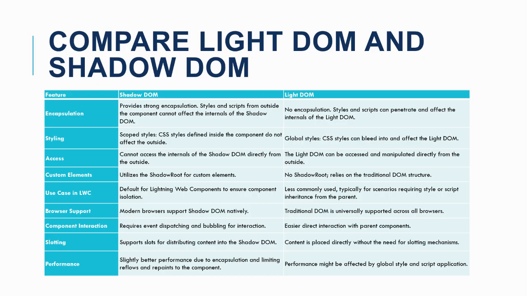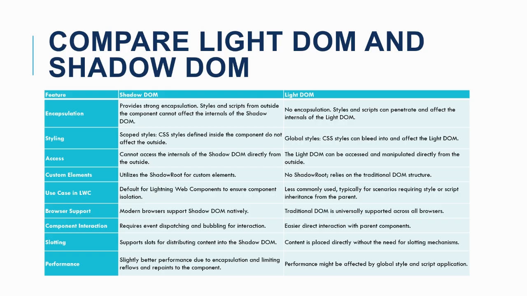Now, if we talk about component interaction, shadow DOM works on containers, or you can say encapsulation. So we require event dispatching and bubbling for data communication, or passing of data from one component to another component. But in case of light DOM, it can directly interact with its parent component, since there is no boundary defined that it has to cross. So you can have direct interaction.